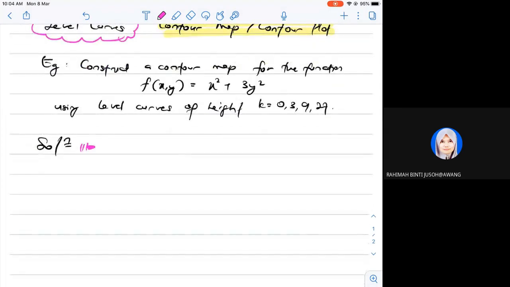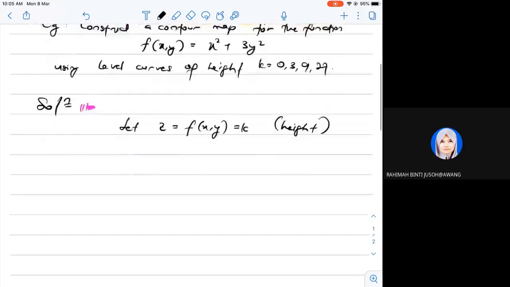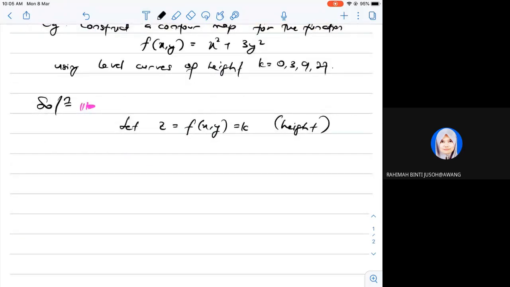Okay, first step, what we should do is let z equals f(x,y), which equals k, which means that your z is actually the height, ketinggian. So this is the first step. You can assume z equals this function, z equals x squared plus 3y squared.